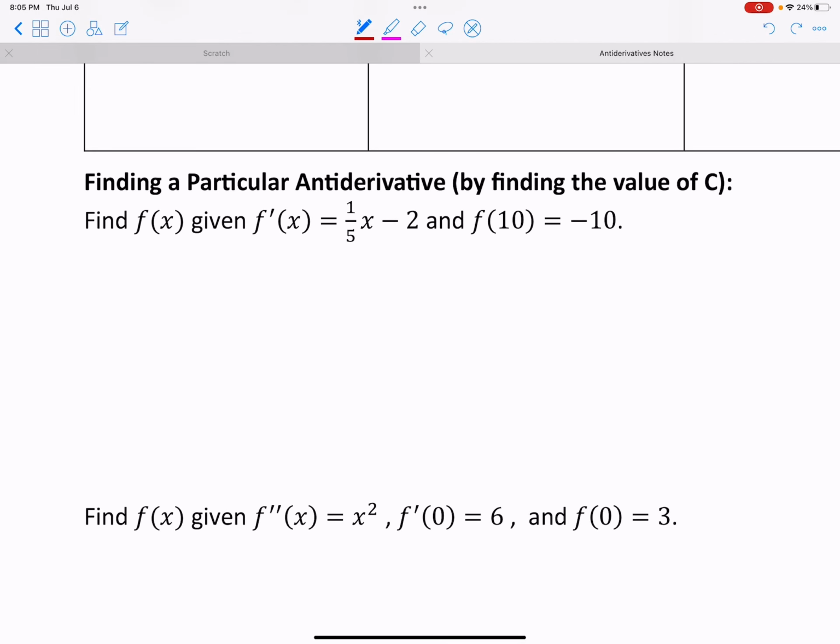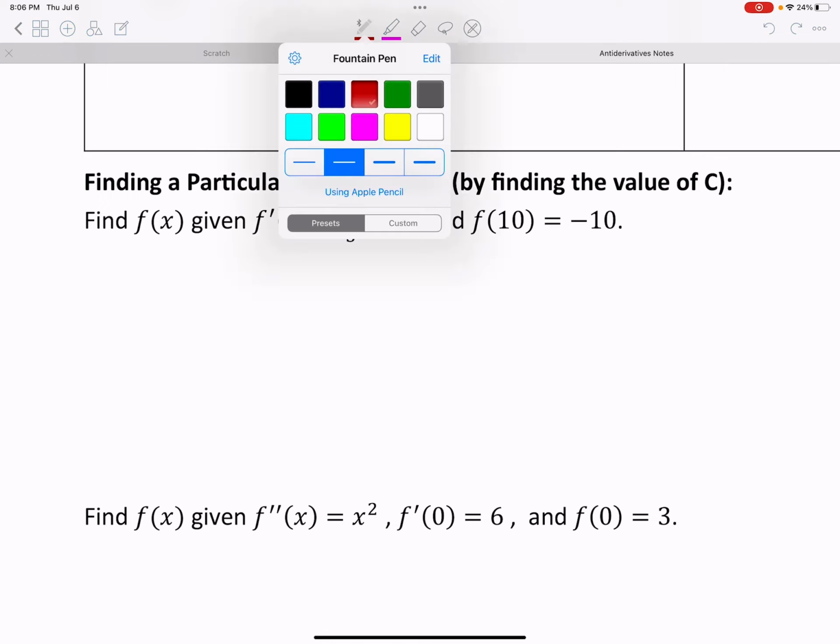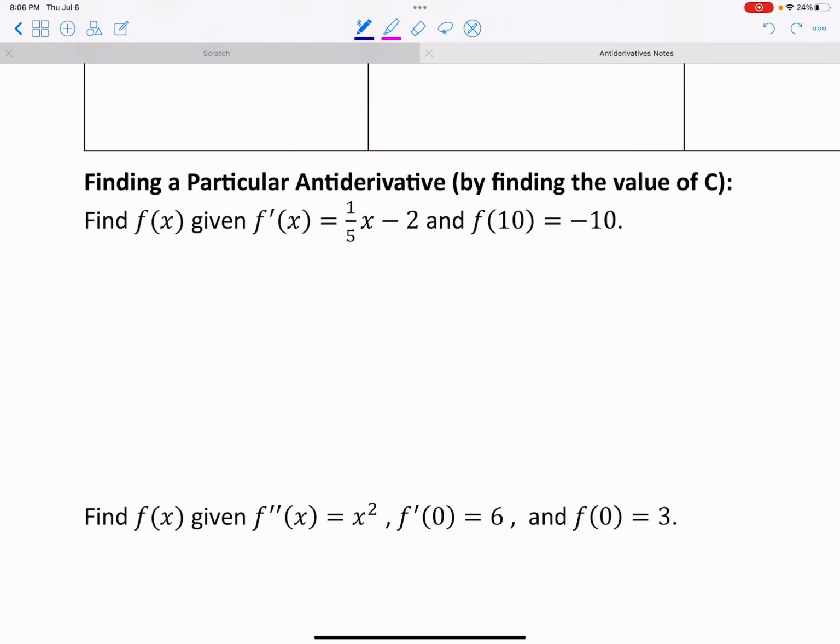For instance here. So first it says find f of x given its derivative. That's what we're doing with integration. And then it says f of 10 equals negative 10, and that's how we're going to find the value for c. So let's first integrate this. We're looking for our original function given its derivative. So let's go ahead and find the integral for 1/5 x minus 2, and obviously this was differentiated with respect to x.